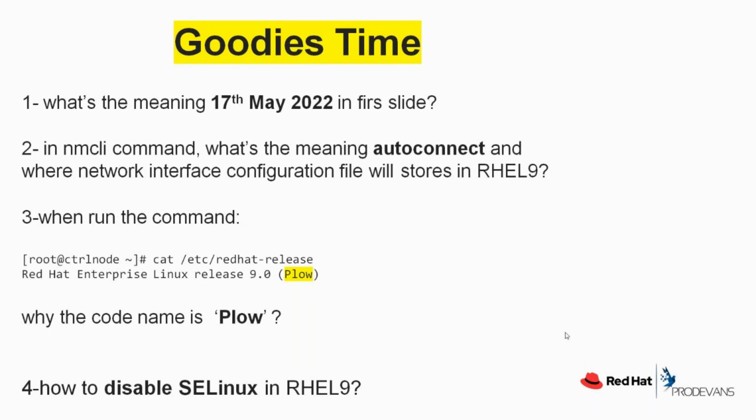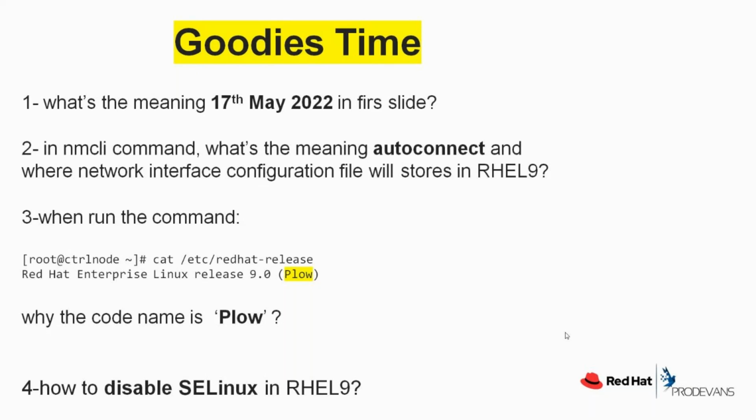nmcli connection add connection name. After that, four parameters: connection name, autoconnect, ifname, and interface. What is autoconnect? When we restart the computer, it will be automatically connected to the network. Yes, this is the correct answer. It makes the interface available at the next boot time. Okay, this is the first part of the answer.